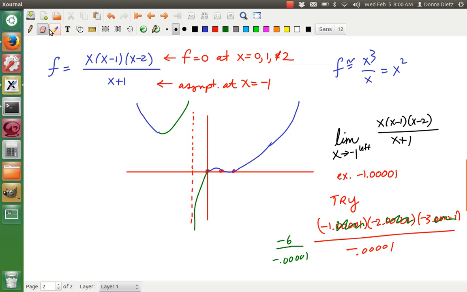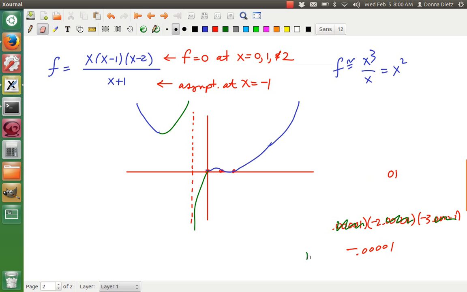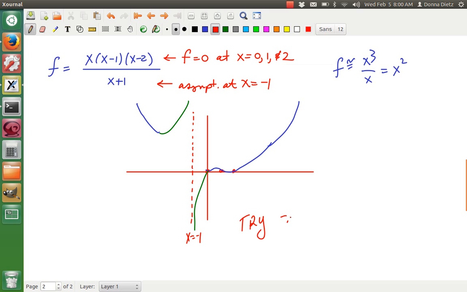And so I'm just going to clean this up, so my pre-calc students, as far as you're concerned, all you have to do is take a point that's really, really close. So if this is x equals negative 1, try negative 0.9999 or negative 1.00001. And that just tells you which way the wing is going.